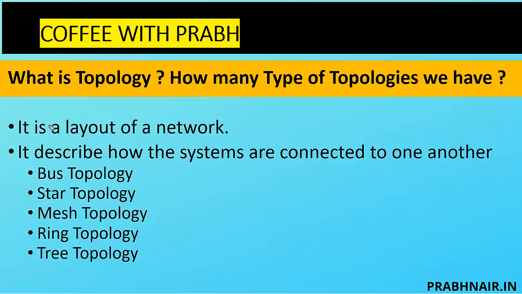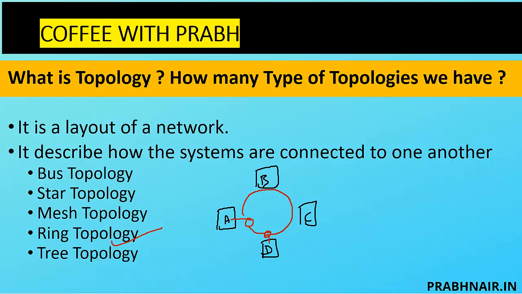Next is called a ring topology. In the ring topology, we have a system A, a system B, a system C, and a system D. So in the ring topology, we use the token ring. This is basically the token we have. A will grab the token, attach the data, and the token moves clockwise. D will grab the token, release the data, and then release the token. So that is called a ring topology.